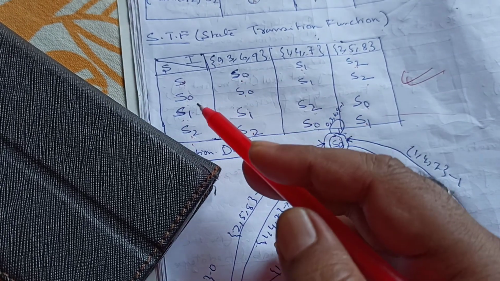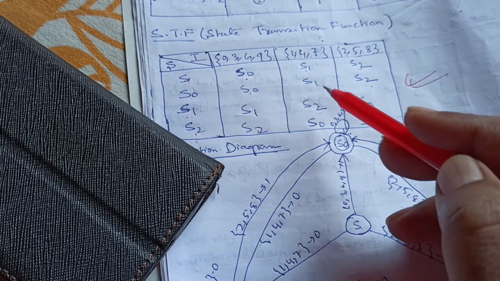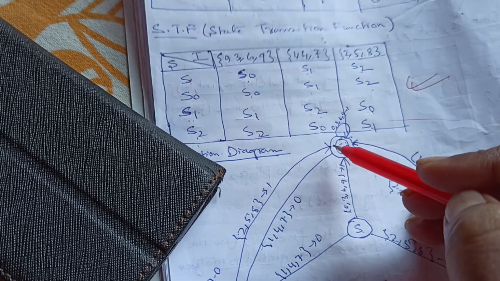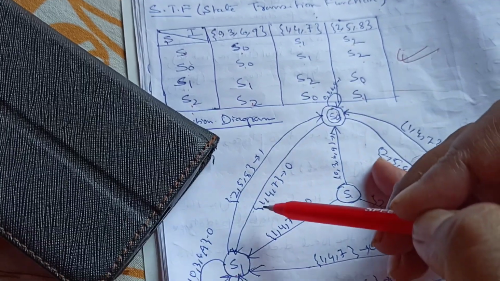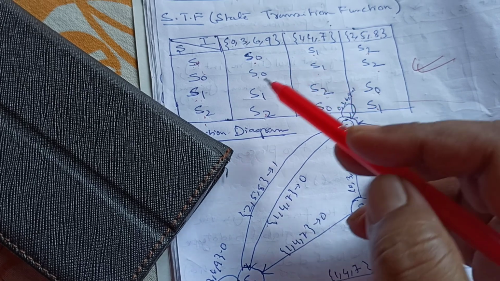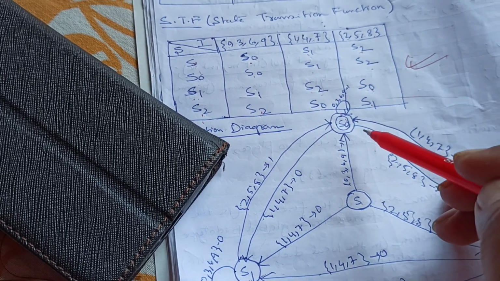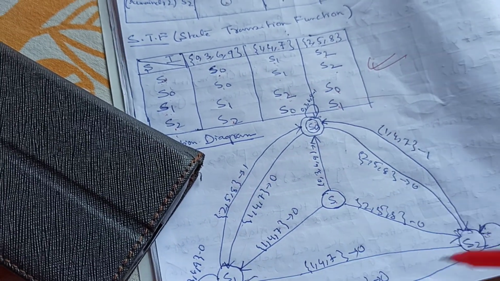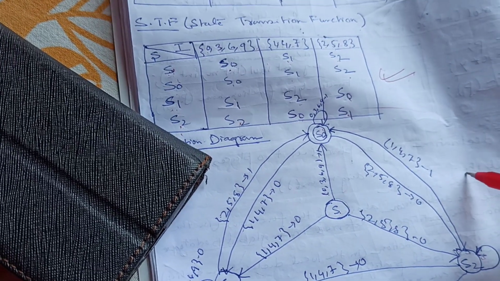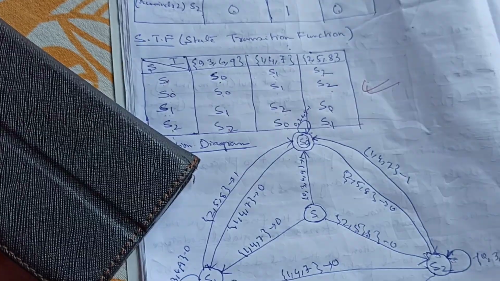In this way, for S0, for 0, 3, 6, 9, it should move to S0 state. For S0, 1, 4, 7, you should move to S1 state. For S0, 2, 5, 8, you should move to S2 state. So in this way you can draw the transition diagram. I think you have got how I have designed it.